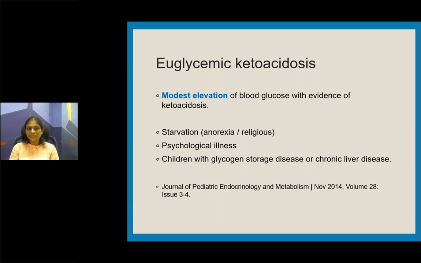This happens when there is a history of starvation. For example, in adolescent girls with anorexia, or when there is religious starvation, or in children with glycogen storage disease or chronic liver disease. These children don't have the hyperglycemia which we usually see in DKA, but they have all the other features consistent with DKA, that is ketoacidosis. This is an entity which has to be kept in mind.